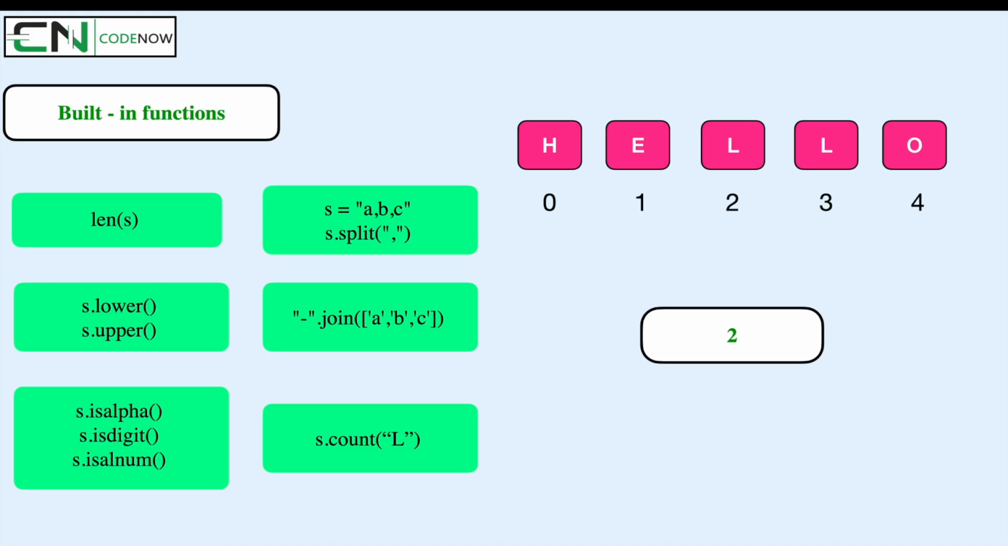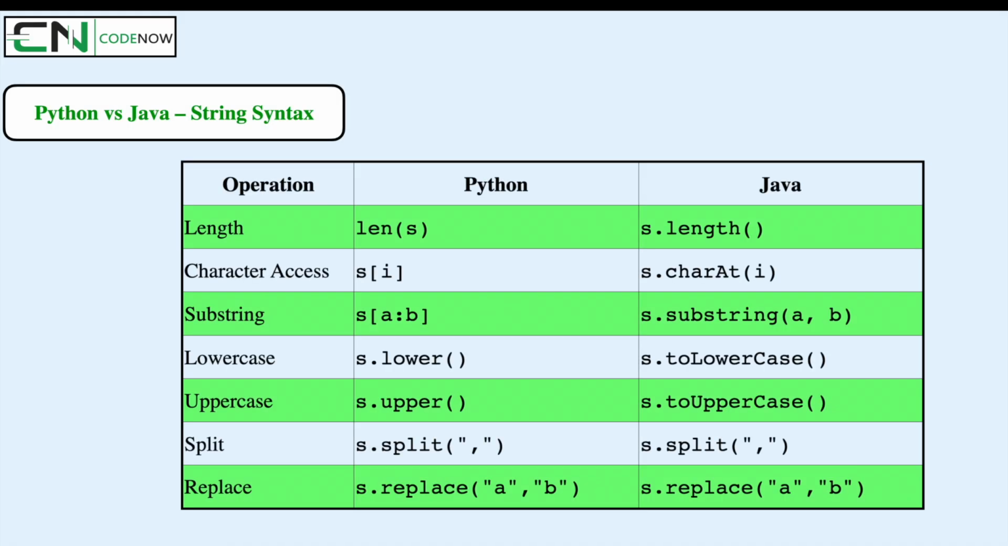In our example hello, L is present 2 times, so the output will be 2. Now let us see how the syntax is written in Java and Python. Length function is written as len of s in Python. In Java it is written as s dot length. Accessing the character is written as s of i, whereas in Java we use something like charAt and an index value.